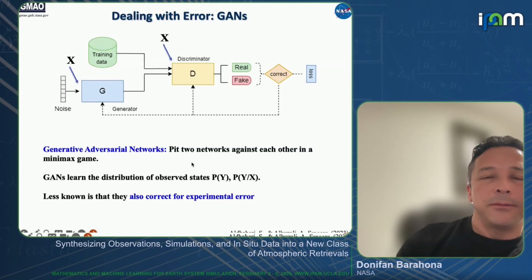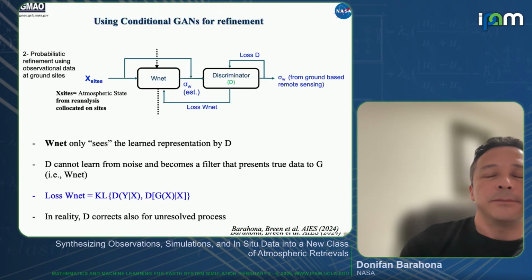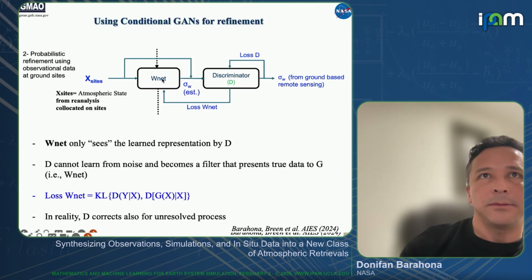Probably you knew about this before, but what is less known is that this kind of setup can also be used to correct for experimental error. So we go back to this diagram that I had before, where we use our sites, the state of our sites, on the prior to generate some estimate of that sigma W.